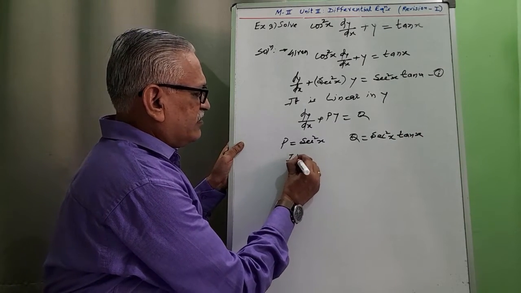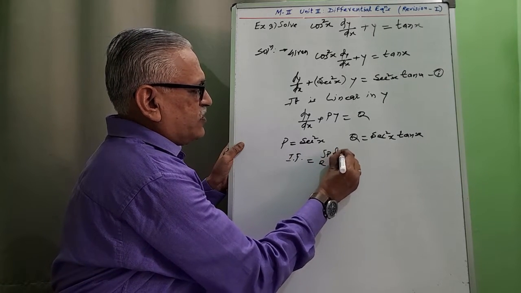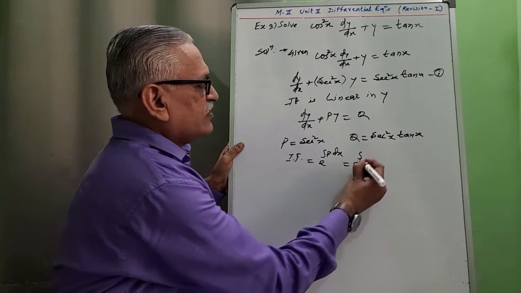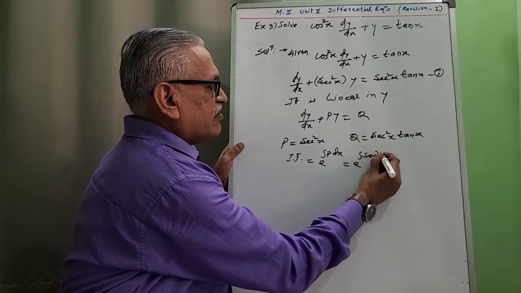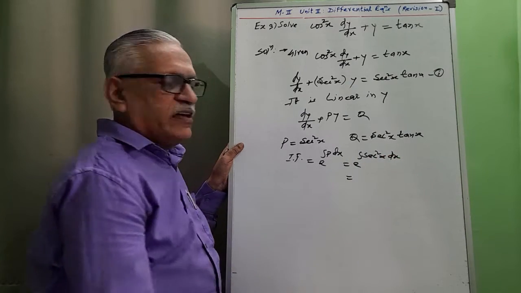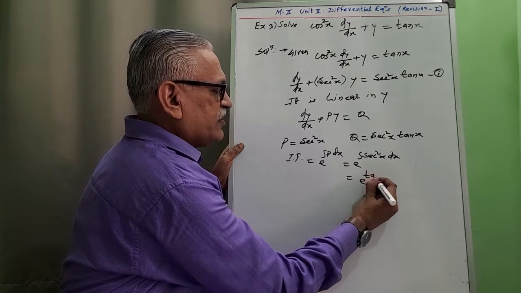Integrating factor: it is e raised to integration of p with respect to x, e raised to integration of secant square x with respect to x. Integration of secant square is tan x, a standard result. Therefore, it becomes e raised to tan x.